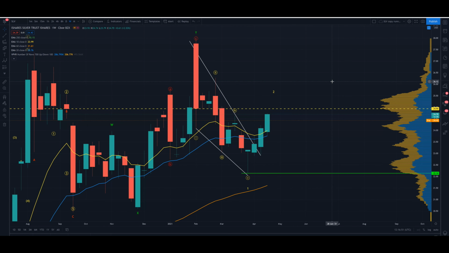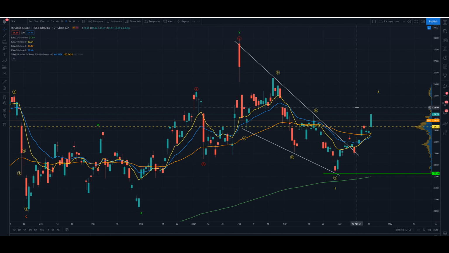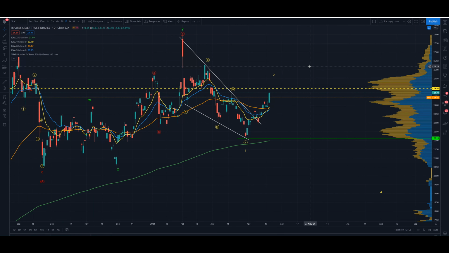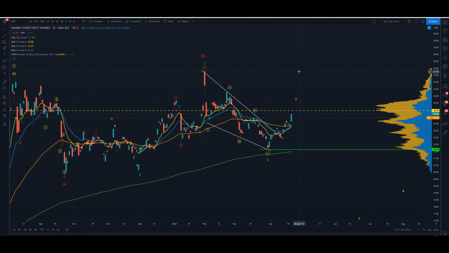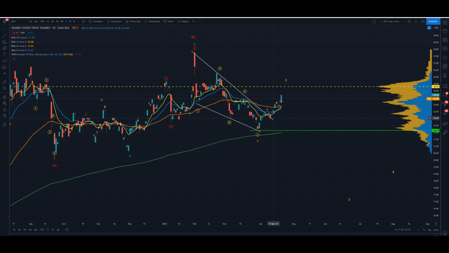So although my personal bias is still bearish for the short term purely because of the way I get the subdivision of this diagonal pattern, to me looks more like a leading diagonal, I am perfectly happy to entertain the idea that we've completed as well. So I will take whichever trade I think presents itself more strongly.